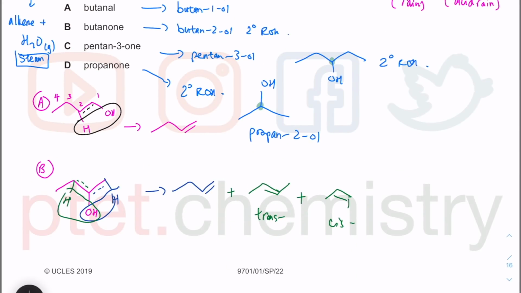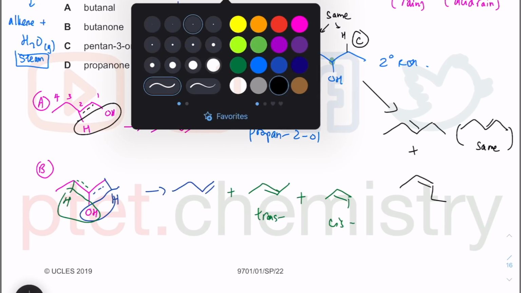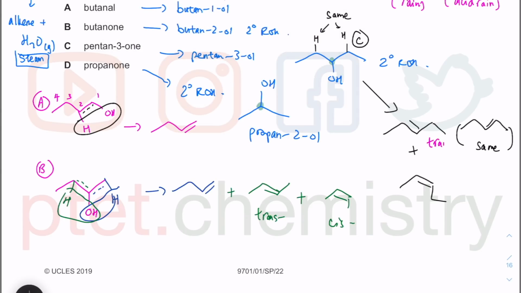If I have this secondary alcohol, if this is option C here, this hydrogen is the same as this hydrogen, because this is a symmetrical molecule exactly in the middle. So you could get this, which is the same as this. They are the same, so do not count them twice, but instead you could get the cis and the trans like that. So that one will be the trans, and this one will be the cis.